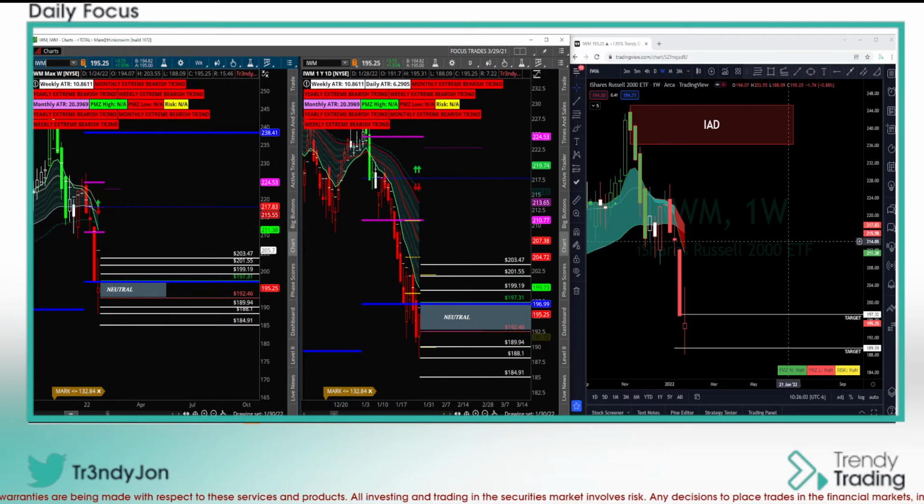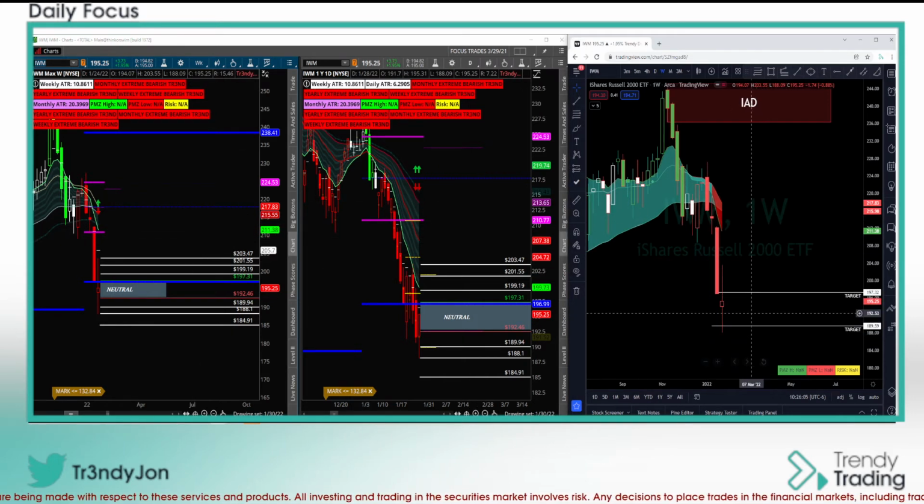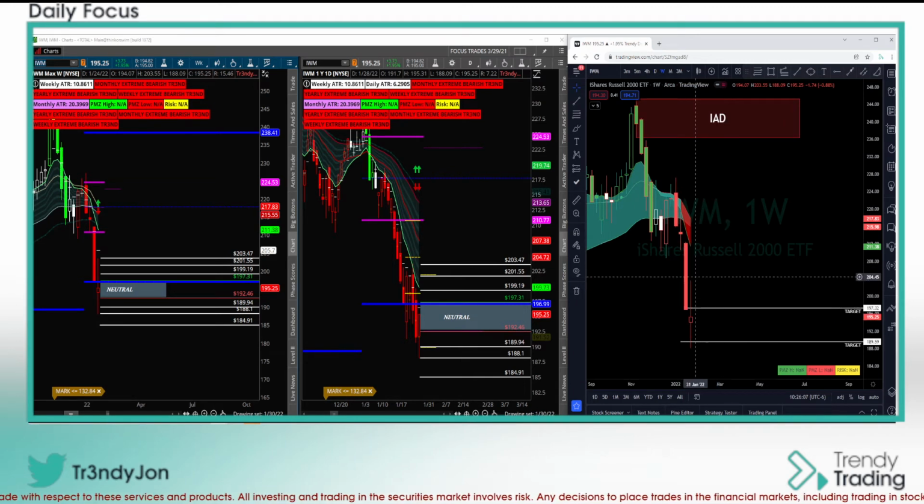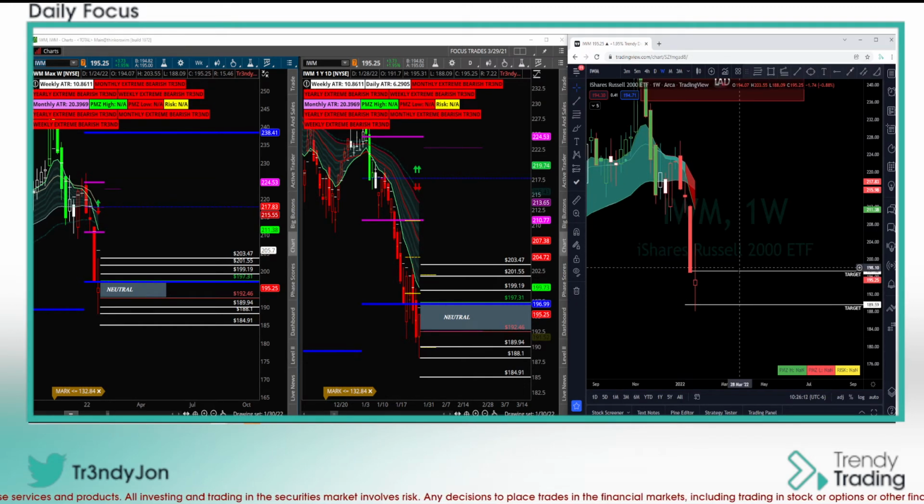Okay. Over here on the right-hand side, this is IWM. I had some targets, came into those targets, and now, again, lots of divergence, a lot of room for it to run if it wants to, but at the end of the day, it's still underneath a lot of supply and resistance.